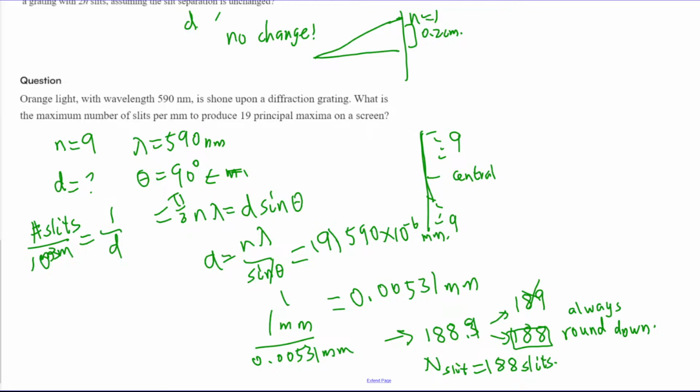And that is single, double, and then multi-slit diffraction of light.